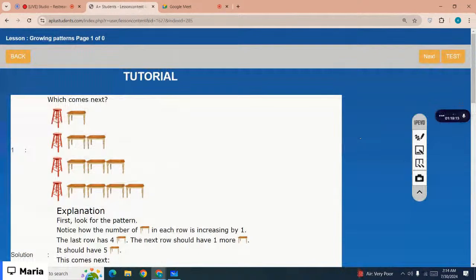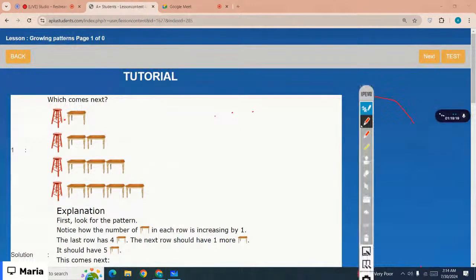Okay, which comes next? So you have to see the pattern, understand the pattern, then you can see which one. Okay, you have a stool and one table. Again, the one stool, the two tables. The one stool and four tables. That means in each row you have the stool, right? The number of tables are growing, right? So for the next one, one stool and five tables. Got it?